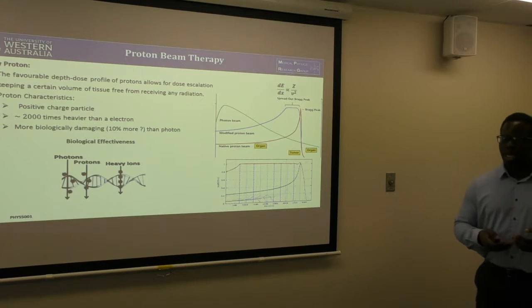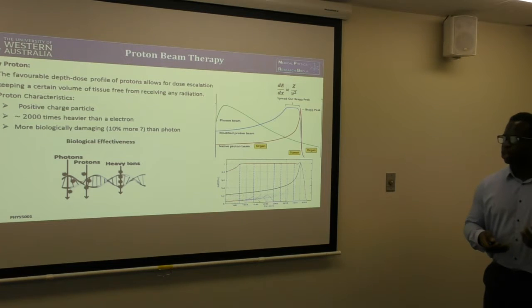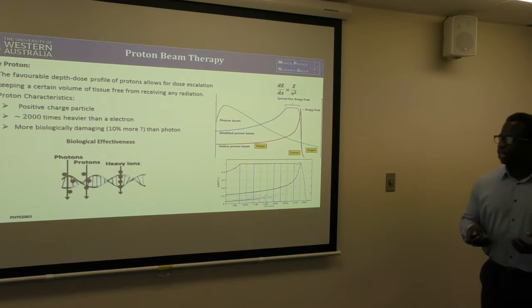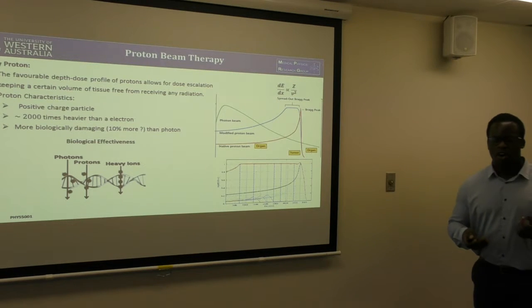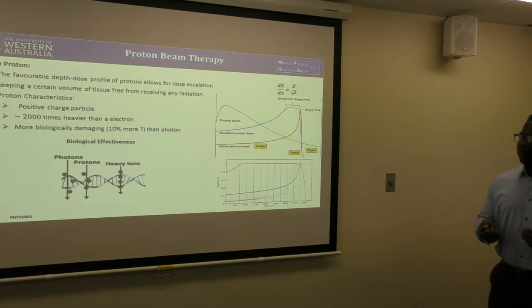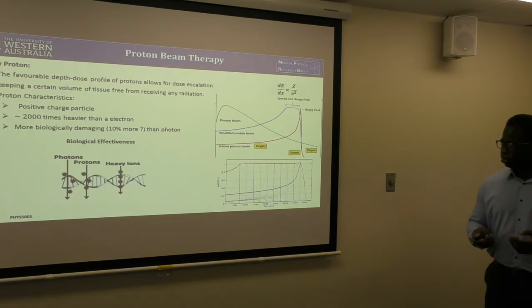Right now, the current accepted practice is to assume that protons are 10% more damaging than photons. This is being challenged because it's been shown that the relative effectiveness of protons to photons changes with depth into the tissue as the rate of energy loss changes.